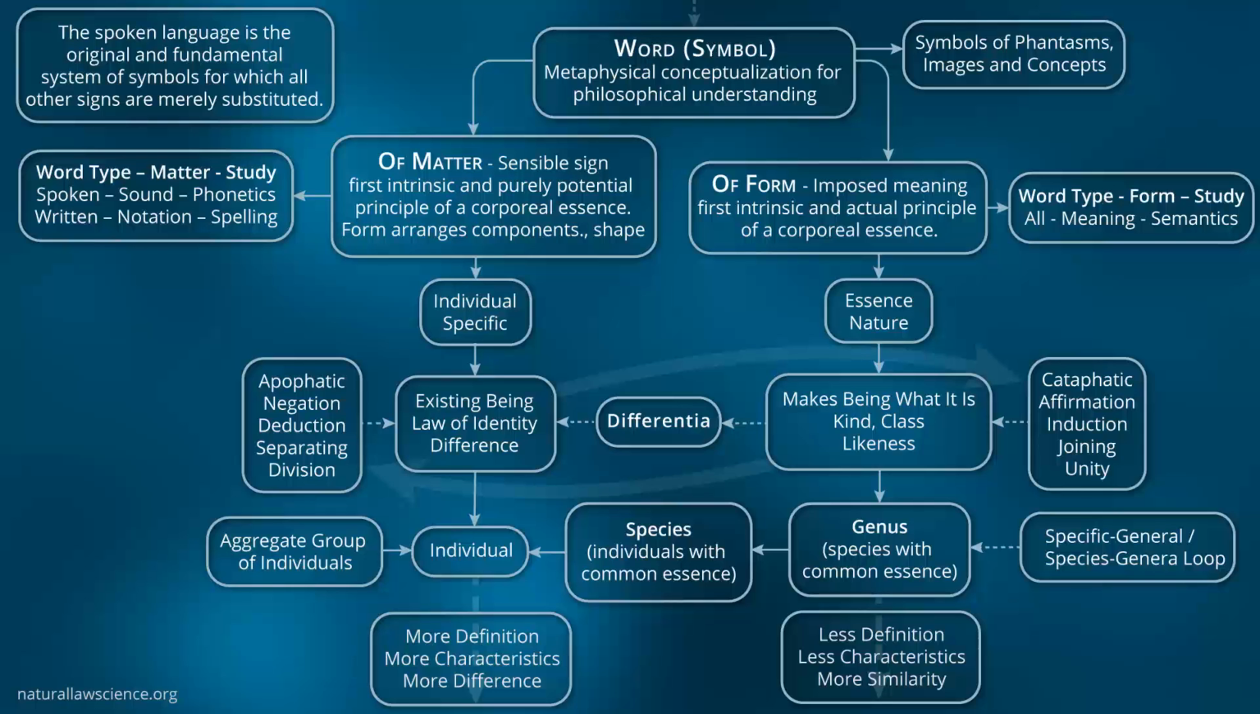Now the form takes that pure potential matter that can be anything, and it arranges the components, it coordinates them into a specific shape. That's the imposed meaning, because you can have matter. Matter is everywhere in our reality. Not all matter looks the same. It has a certain chemical structure, or atomic structure, sorry.